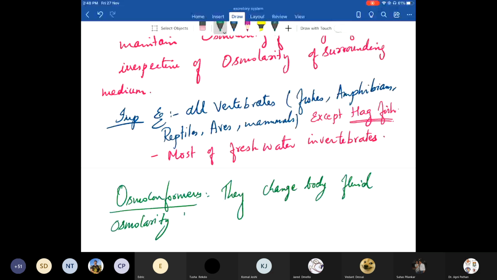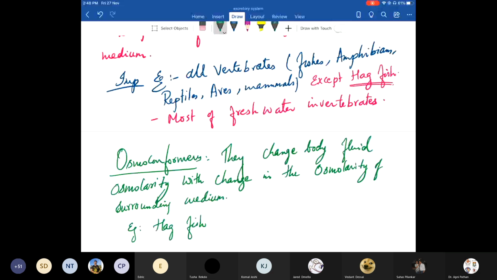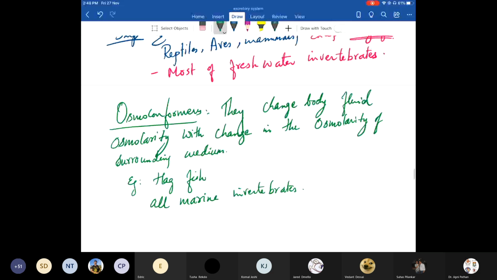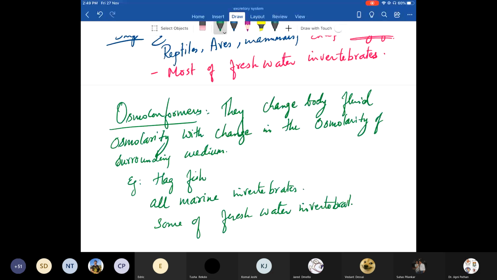Examples: hagfish, then all marine invertebrates, and some of the freshwater invertebrates. See, the question will be on hagfish. An MCQ question will be on hagfish. Very important.